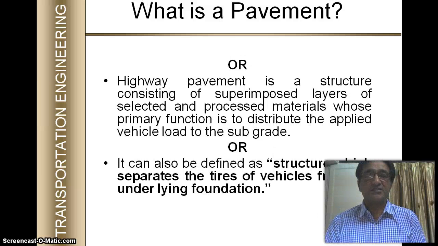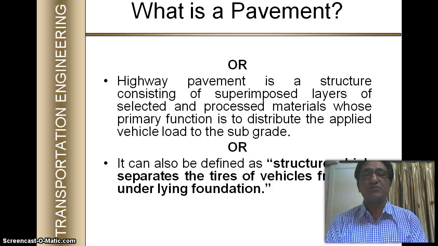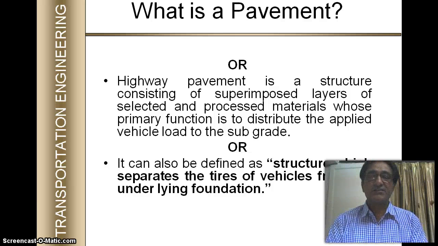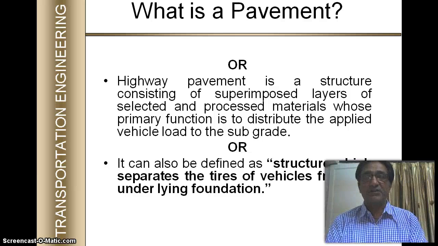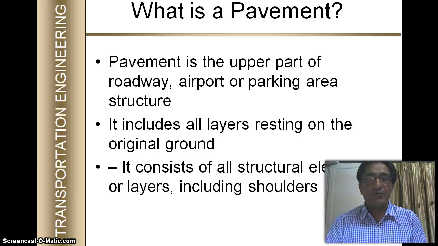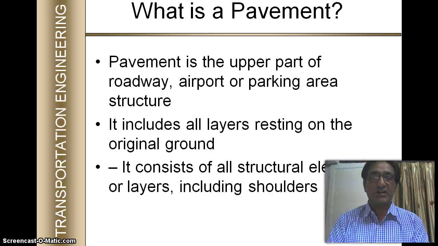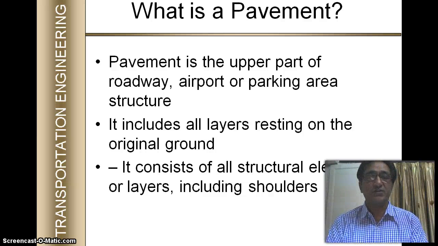A pavement is a structure consisting of superimposed layers of selected and processed materials whose primary function is to distribute the applied vehicle load to the subgrade. Or it is a structure which separates the tires of the vehicle from the underlying foundation. A pavement is the upper part of a roadway, airport or parking area structure. It includes all layers resting on the original ground. It consists of all structural elements or layers including shoulders.